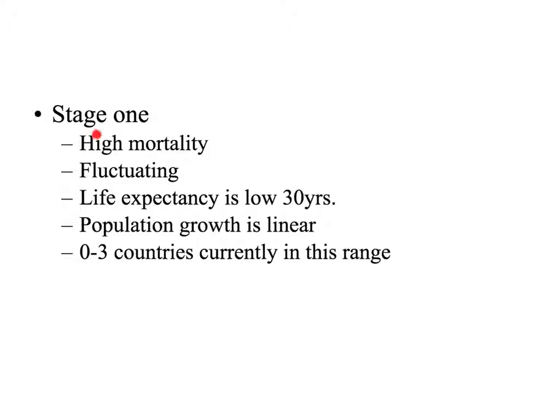So in stage 1, you have a high mortality that's very fluctuating. And the life expectancy is very low, around 30 years. And the population growth is linear. So there are currently like 0 to 3 countries in this range, depending on what you consider this.